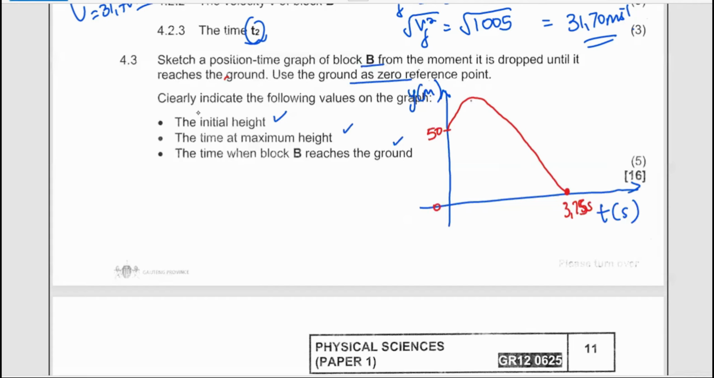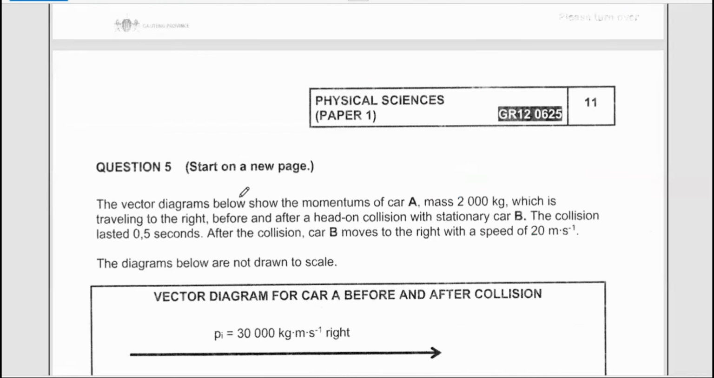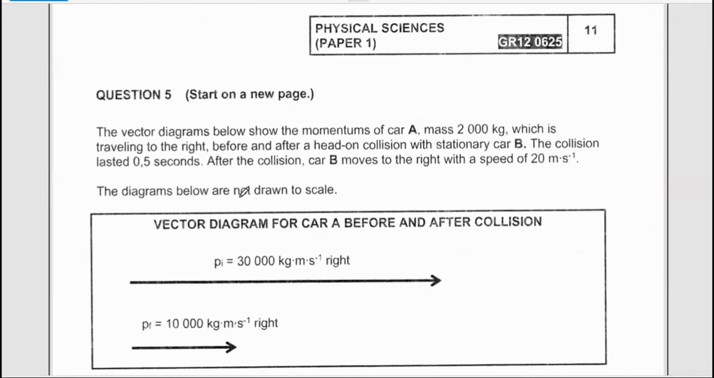Then when it reaches the maximum, that's our T1, which is 0,51. Basically, that's what the question wanted. They say the time; they don't want the maximum height, just the time. So that is 4.3. Then question number 5.